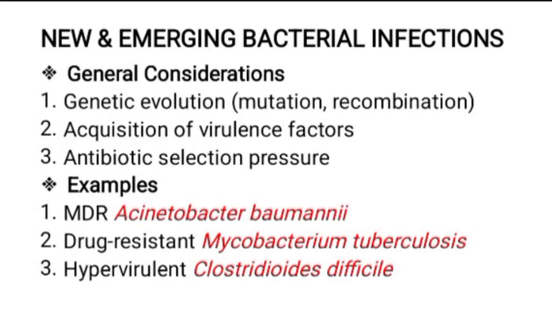One of these new and emerging bacterial infections includes multi-drug-resistant Acinetobacter baumannii, and we also have Mycobacterium tuberculosis, and a lot of other hypervirulent strains. If you take the example of hypervirulent Klebsiella pneumoniae, it is affecting a lot of people to the extent that you cannot differentiate the infection by hypervirulent Klebsiella pneumoniae from hypervirulent Streptococcus pneumoniae. That's why we have a lot of cases of infant pneumonia and also adult pneumonia.